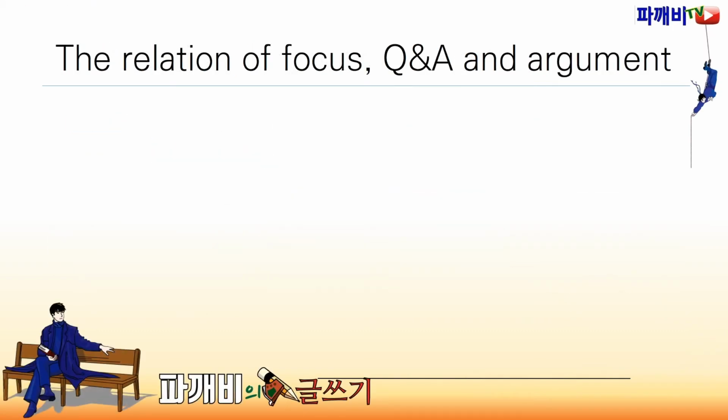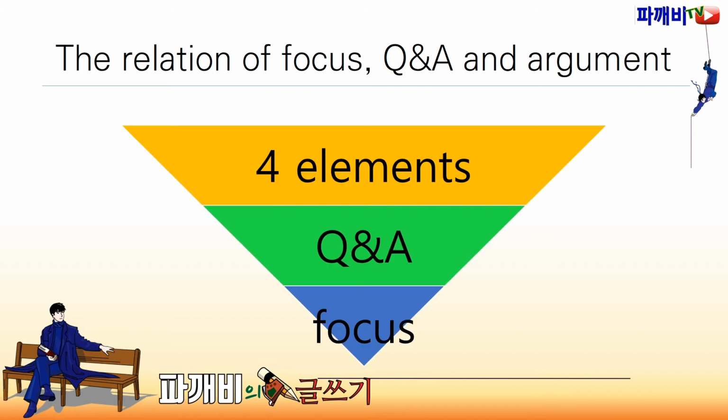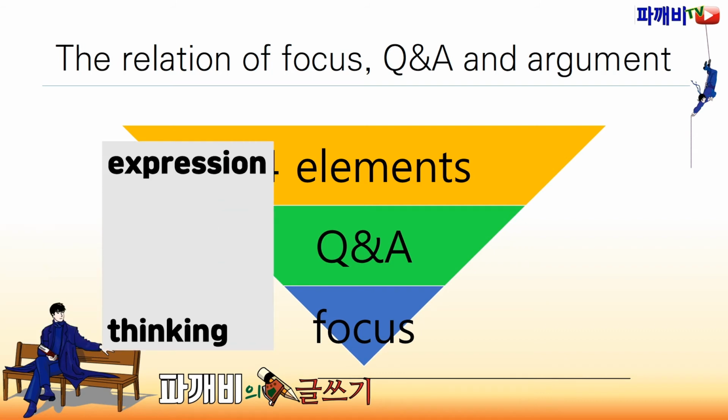I have explained focus, question and answer, and 4 elements of argument so far. Let me take a look at the relation of them. This drawing shows their relation. Focus is at the bottom, and then you see question and answer, and there are 4 elements of argument at the top. Here the bottom is man's thinking, which is hidden, and the top is man's expression, which is shown.